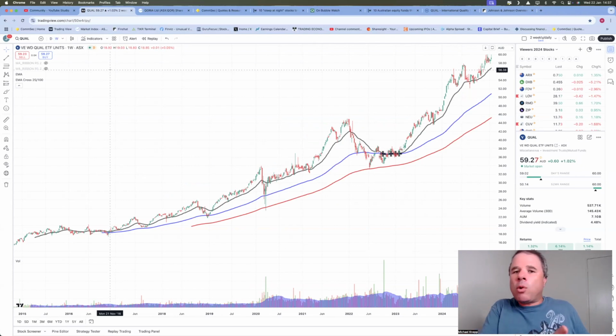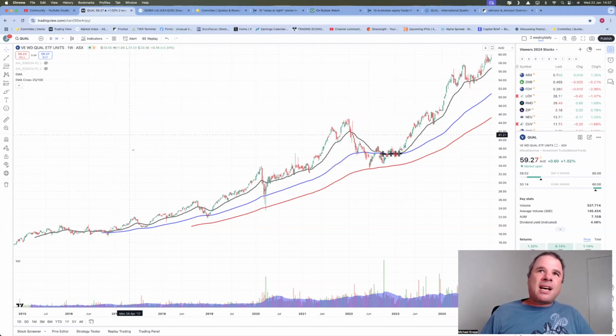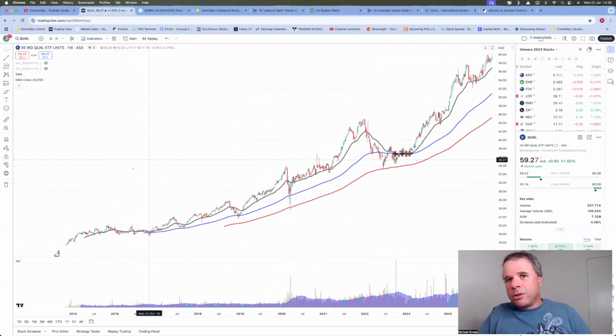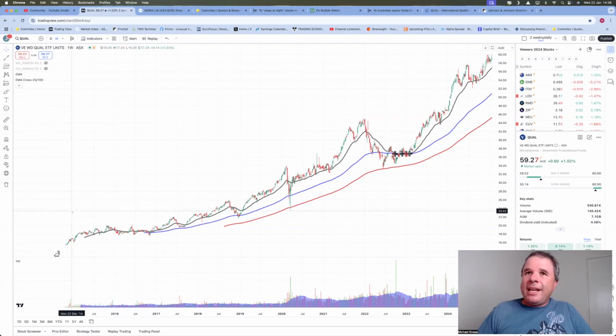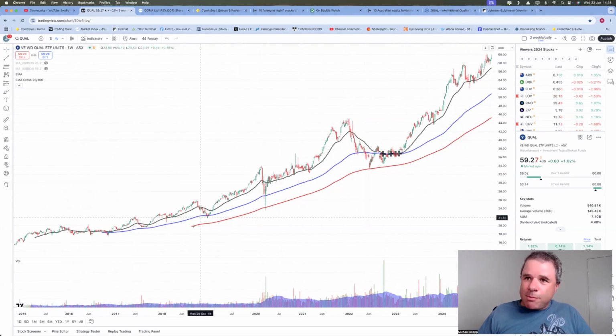So if you buy a high quality company at its 200-week moving average, more than likely you're going to significantly beat the market returns. So let's have a look at this particular ETF, the Van Eck high quality, what do they call it? And this is the weekly chart going back to when it formed, or when it was put into circulation, whatever they call it. And that was back in 2014. The price at that point was $16. And the 200-week moving average is this bottom red line.